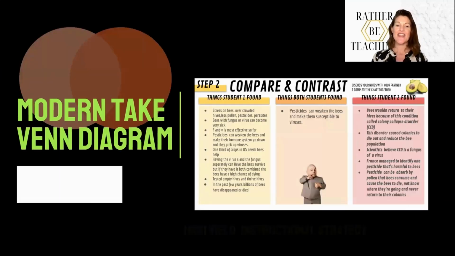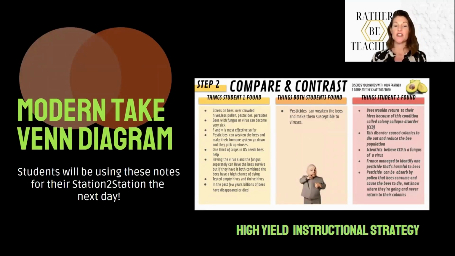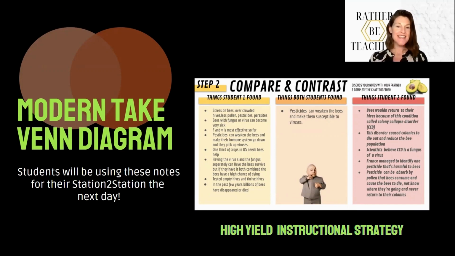And then they are comparing and contrasting their notes. Basically, a mini cyber sandwich is a modern take on just your Venn diagram. So students will be using these notes for their Station2Station the next day. So they're going to be reading in the literature Wonders anthology, then doing a mini cyber sandwich with a partner, and then comparing and contrasting their notes.